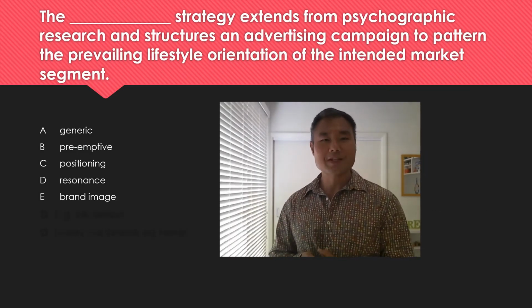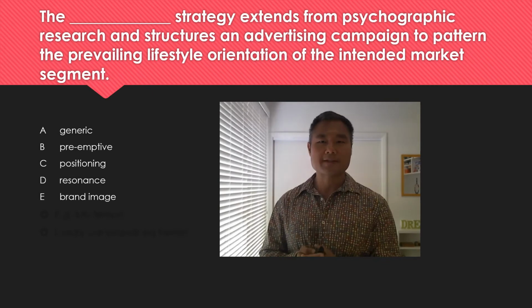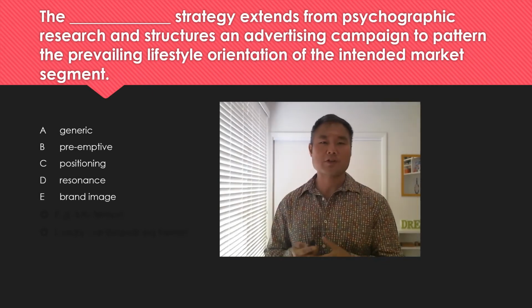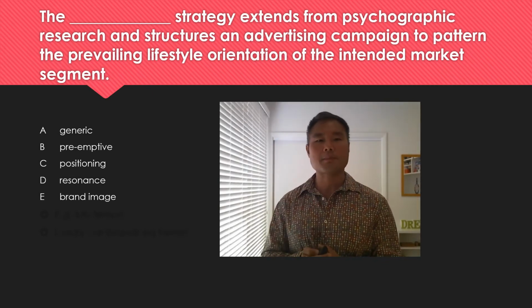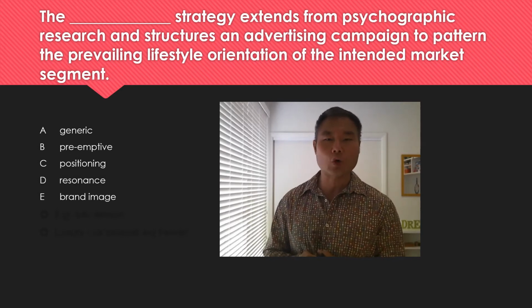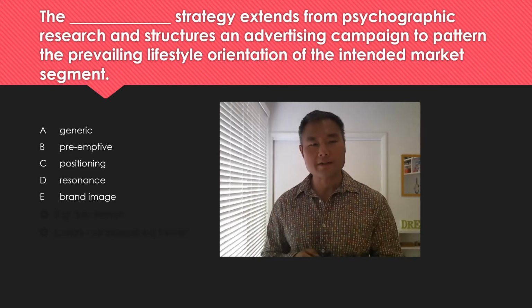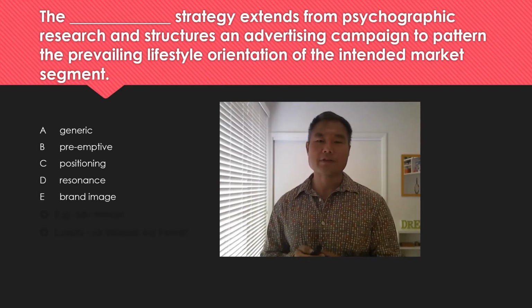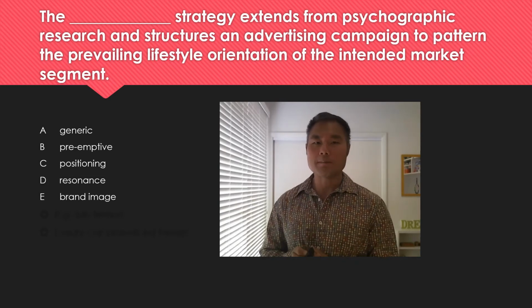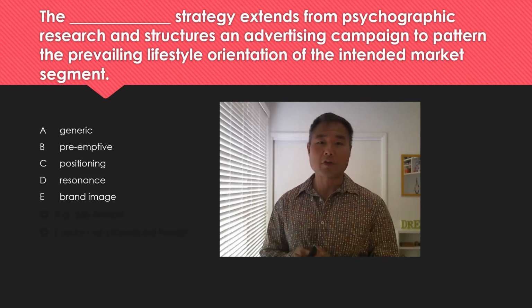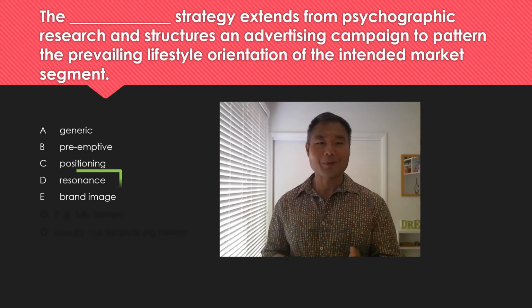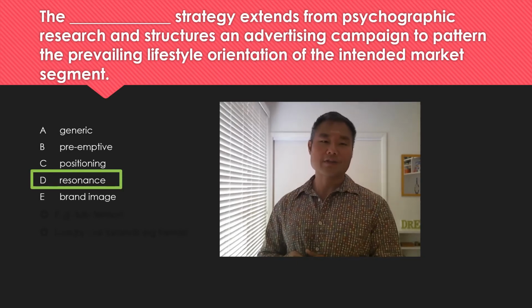So this third question here, the something strategy, extends from psychographic research and structures an advertising campaign to pattern the prevailing lifestyle orientation of the intended market segment. So what's the correct answer there? If you look at the textbook, or if you simply look at the grid that I've provided, you'll start to notice the pattern that we're going through. And the right answer for this is resonance.